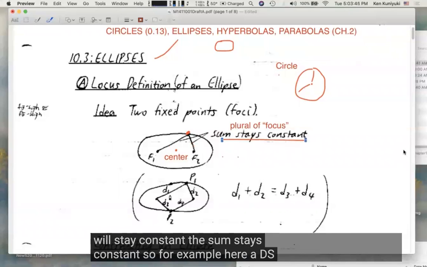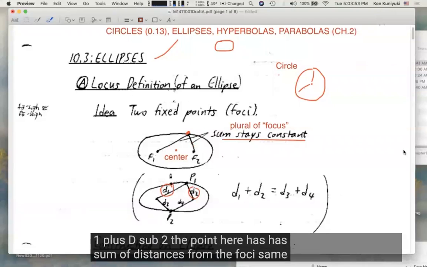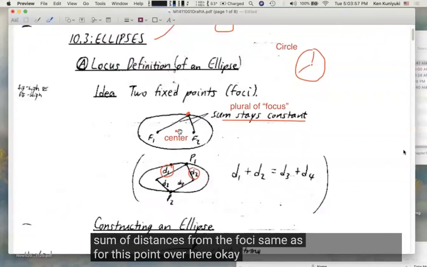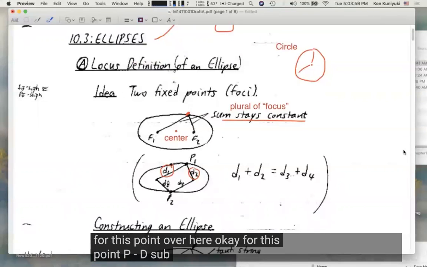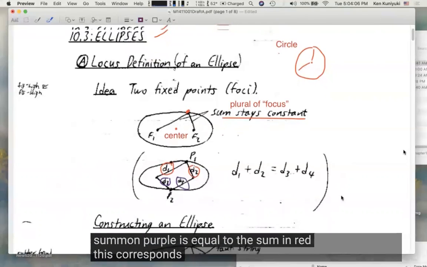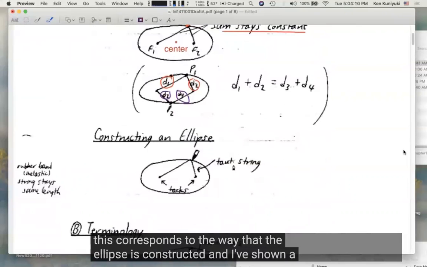So for example, here, d sub 1 plus d sub 2, the point here has sum of distances from the foci, same as for this point over here. Okay, for this point P2, d sub 3 plus d sub 4, the sum in purple is equal to the sum in red. This corresponds to the way that the ellipse is constructed, and I've shown a video on this.